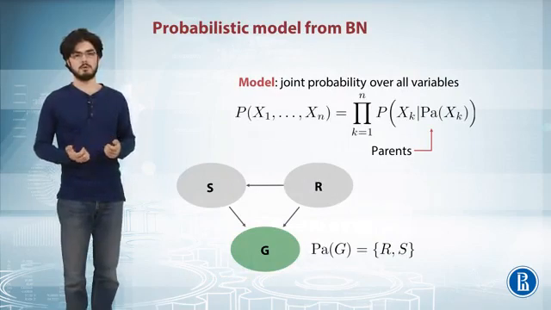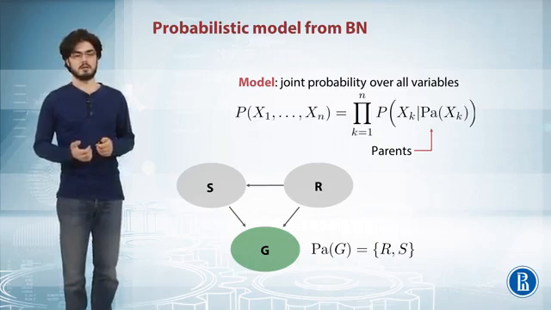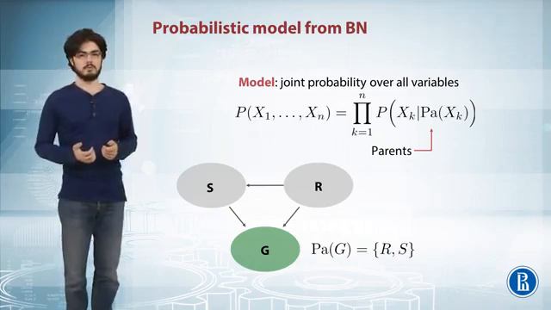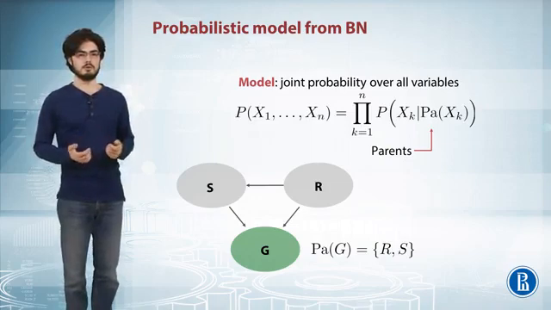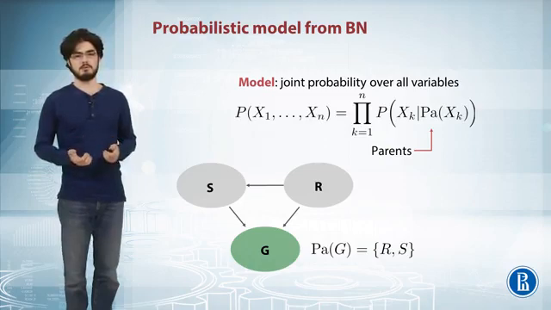The probabilistic model is a joint probability over all random variables. It can be written using the following formula. The joint probability over all variables equals the product, for each variable, of its probability given all its parents. On this graph, for example, the parents of the node grass are sprinkler and rain. Let's try to write down the probabilistic model for this graph.